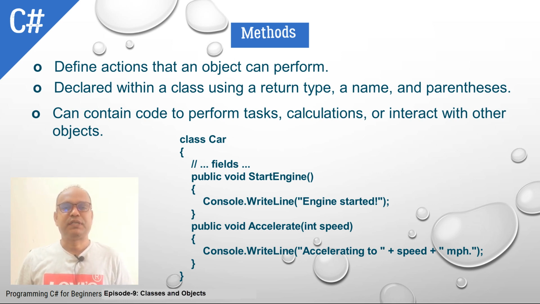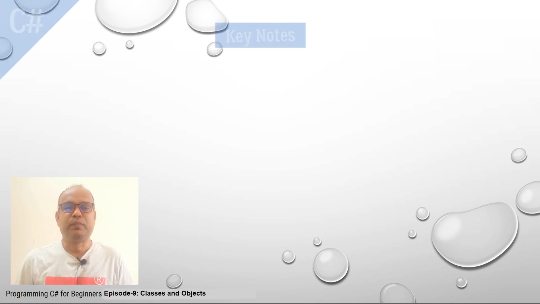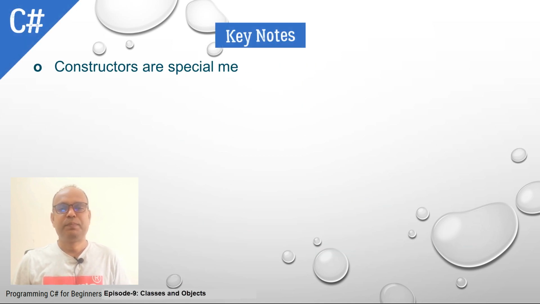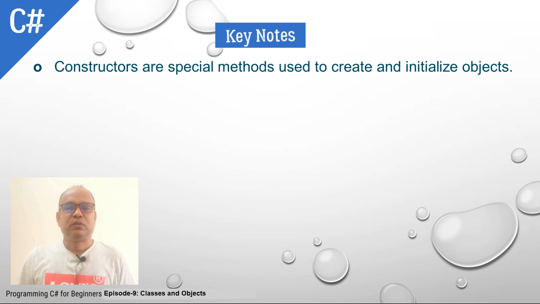Key points. Access fields and methods of an object using the dot operator. Methods can be called on objects to execute their code. Methods can also take parameters to customize their behavior. Look at the example below using fields and methods.